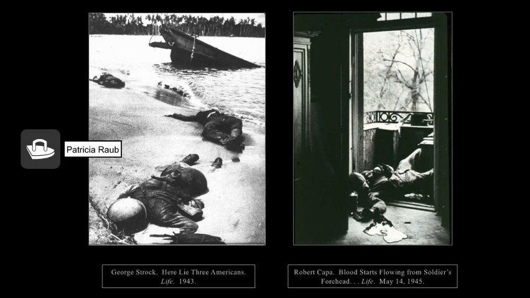Here are two images of death that were taken during the war. On the left, the first to be published in a major periodical, was the one by George Strock, taken of three slain Americans on Buna Beach in New Guinea in 1943. And on the right, you have the last, Capa's photograph of the death of a soldier from a German sniper's bullet on the very last day of the war against Germany, and published in Life magazine on May 14, 1945.